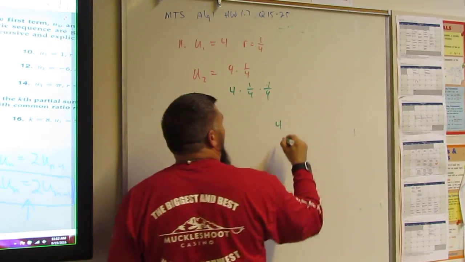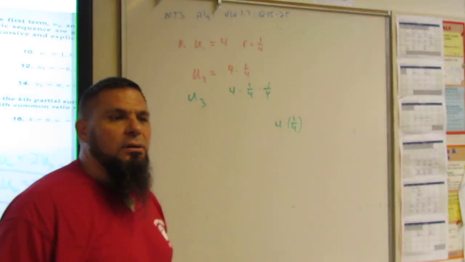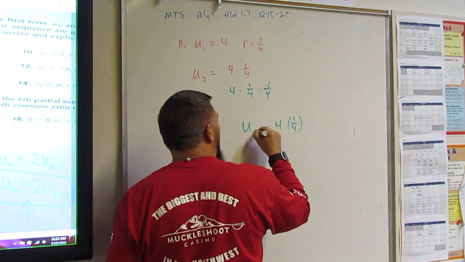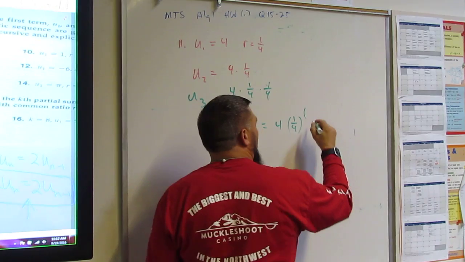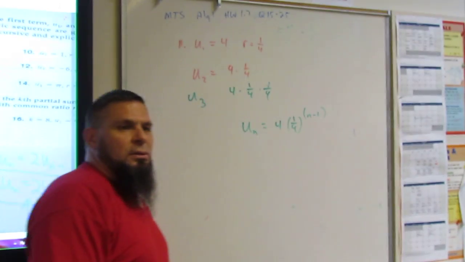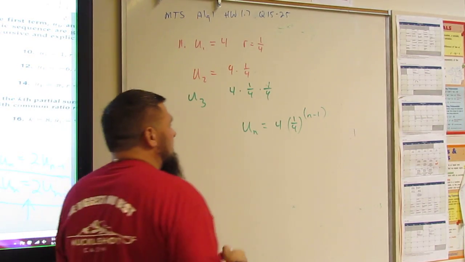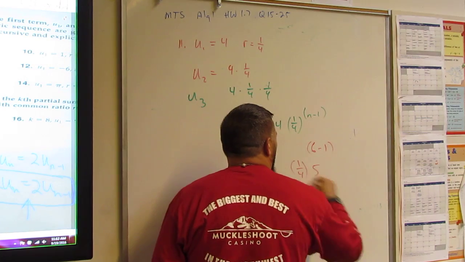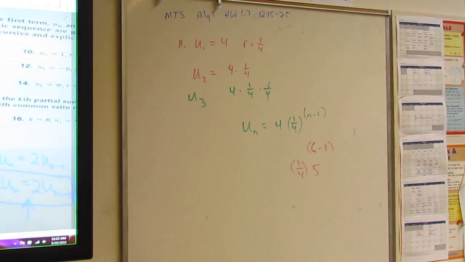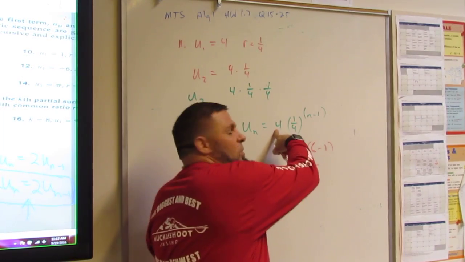So it's going to be 4 times 1/4 to the what power? U sub n is equal to 4 times 1/4 to what power? N minus 1. So if I want to find the 6th, I just plug it in. 6 minus 1 is what? 5. 1/4 to the 5th power. That's 4 times 4 times 4 times 4, 4 to the 5th. Well, that's a big number, right? Times 4. Well, I know that that's actually 1/4 away.